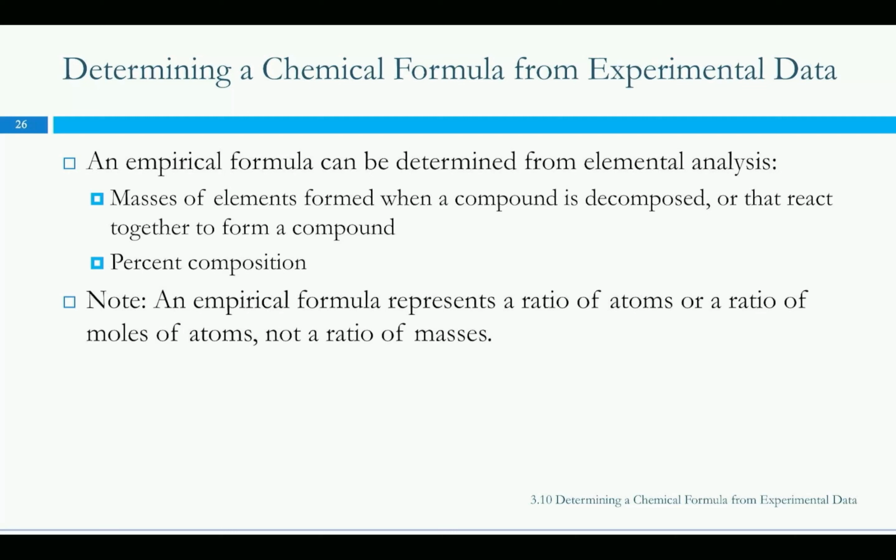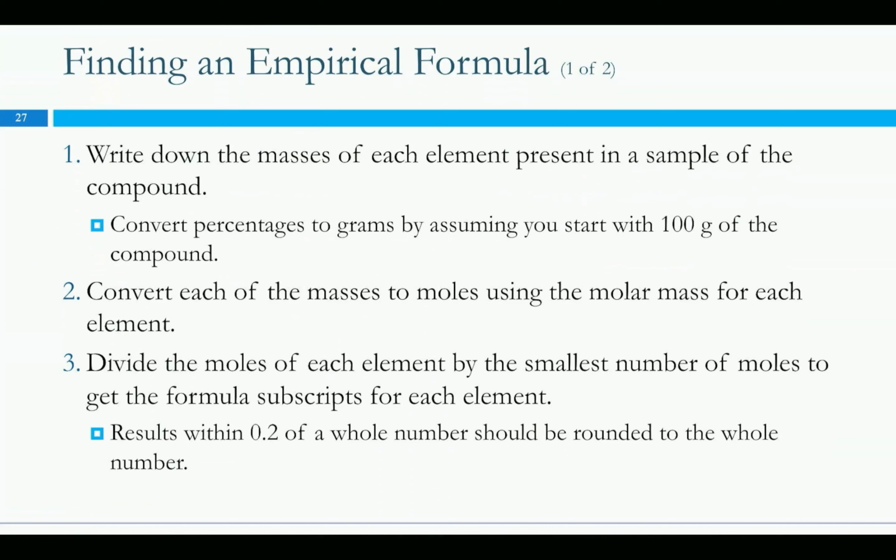When you do this kind of analysis, you can also determine the empirical formula of any compound that you do the analysis on, as long as you can account for all of the elements. So an empirical formula represents a ratio of atoms, or a ratio of moles of atoms, but not masses. And more specifically, the empirical formula is always the simplest ratio. So it's not going to give us the molecular formula necessarily. Sometimes it will, sometimes it won't.